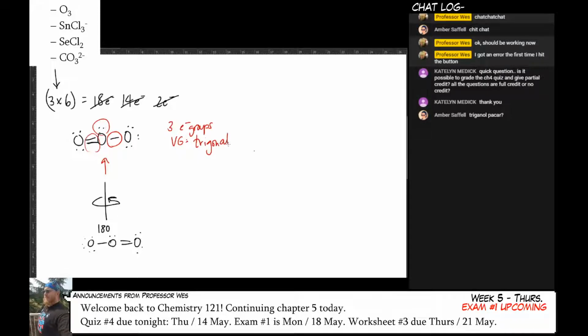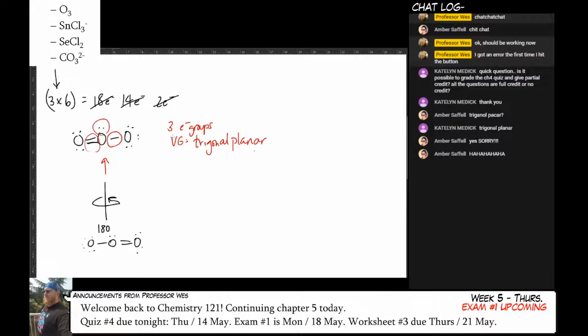Trigonal. I'm going to assume that you meant to type planar. But that's right. I don't know who Pakar is. That sounds like a name. Trigonal planar. There we go. All right, and that's correct. No, that's okay. If you're typing on your phone, it might autocorrect or something.